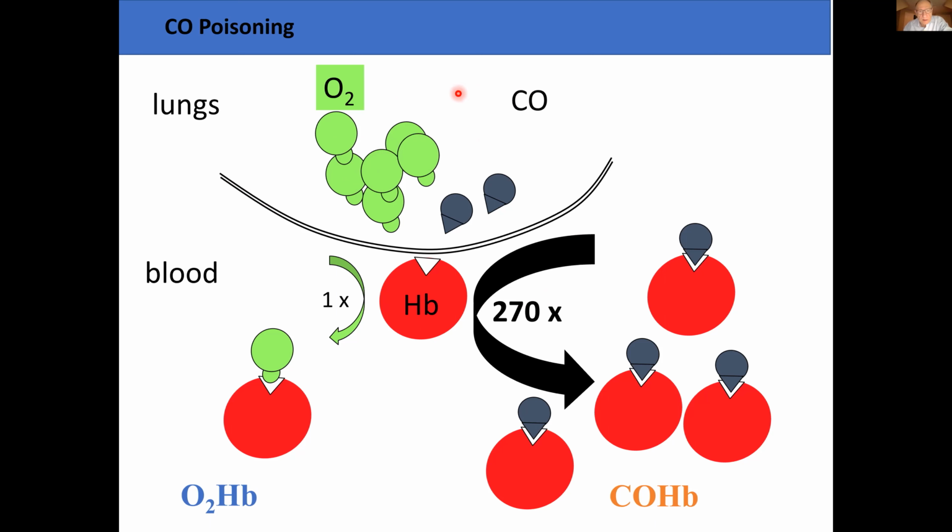In carbon monoxide poisoning, there are many more oxygen molecules than carbon monoxide molecules, even in high concentrations of carbon monoxide. The reason carbon monoxide predominates is that it has a 270 times increased affinity for the hemoglobin compared to oxygen. So even though there are few of them, the red blood cells take them up in preference.